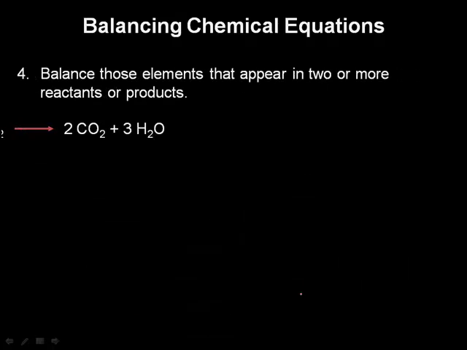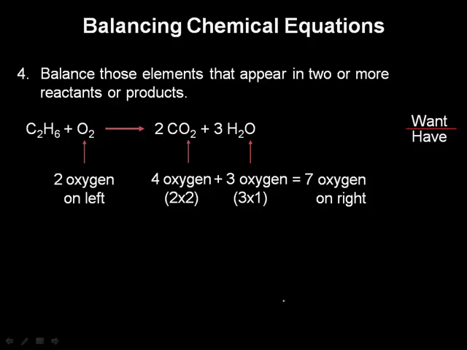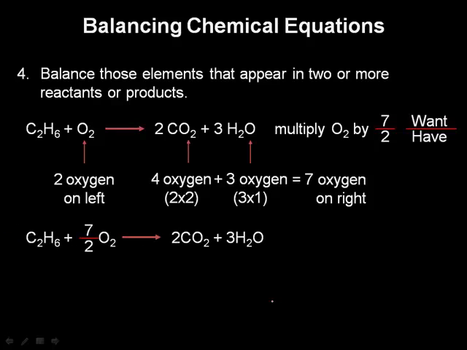So if we take that equation, then we look here at the same equation. We've got oxygen. That appears in 2 or more reactants or products. So then we look at our oxygens. We've got 2 on the left, and on the right 2 times 2 from the coefficient, and 3 times 1, a total of 7 oxygens on the right. To determine what number to put in front of the O2, we write what we want on the top and what we have on the bottom. So we multiply O2 by 7 halves. We want 7, we only have 2.